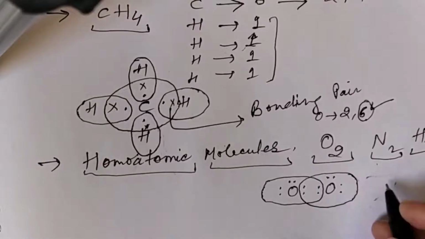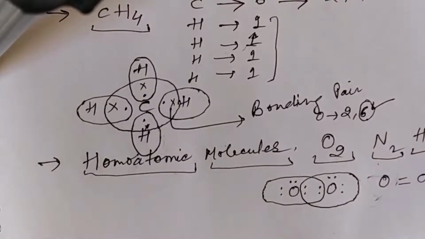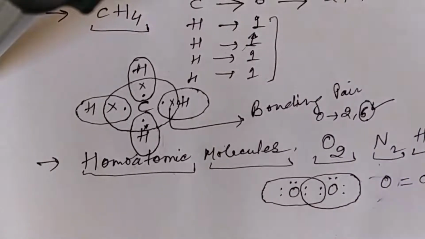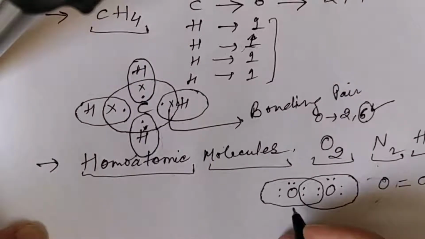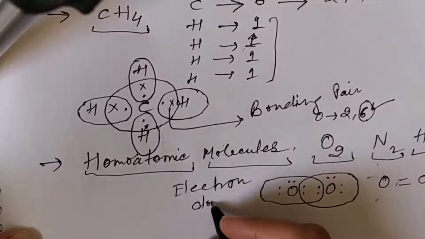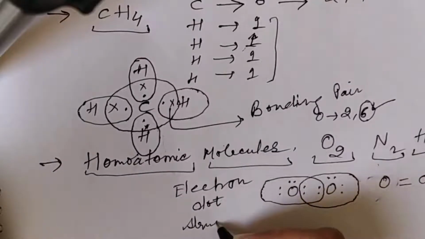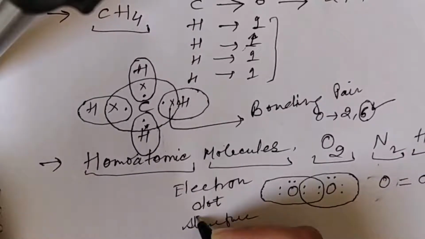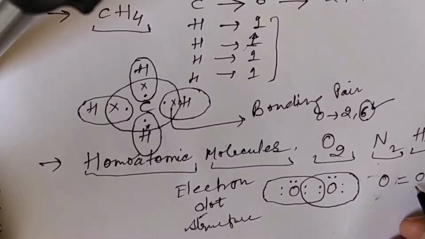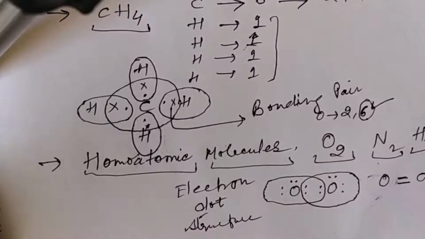See here, if we represent this in the form of structural formula, how will you represent it? This is the electron dot structure. Electron dot structures are very important to draw here according to your class. Electron dot structure of O2 molecule. In structural formula, you represent just covalent bond formation between the atoms. So here two covalent bonds are formed.